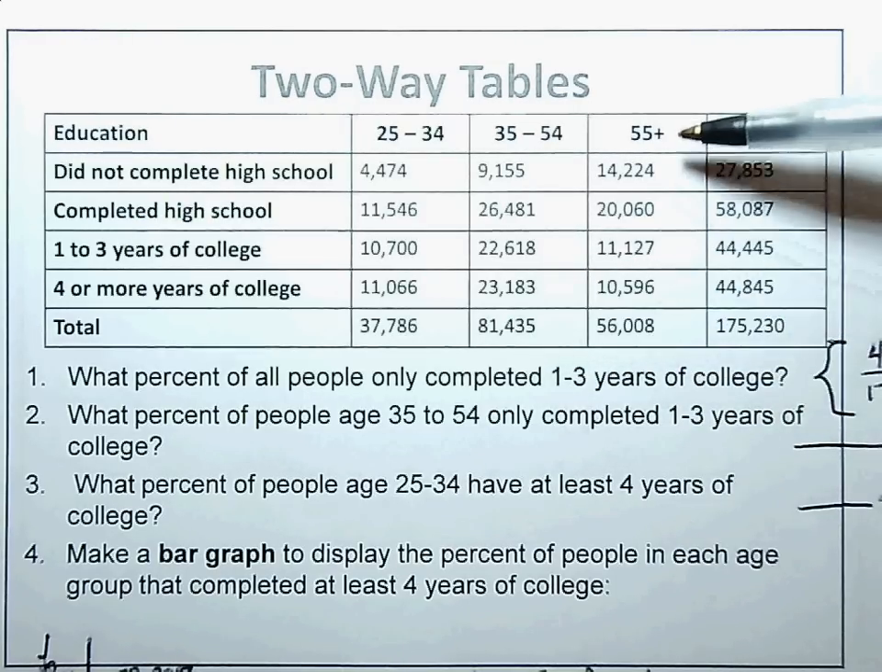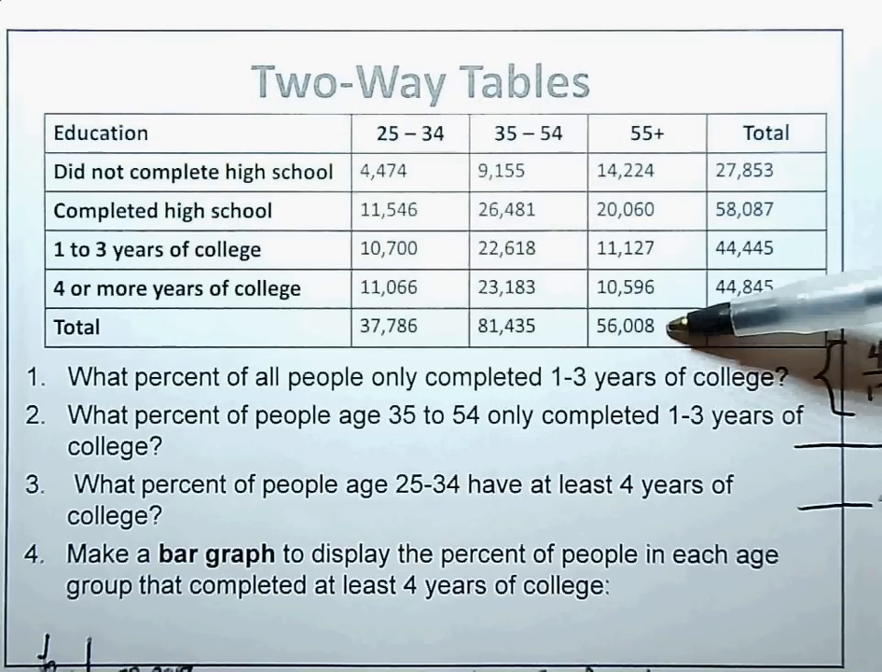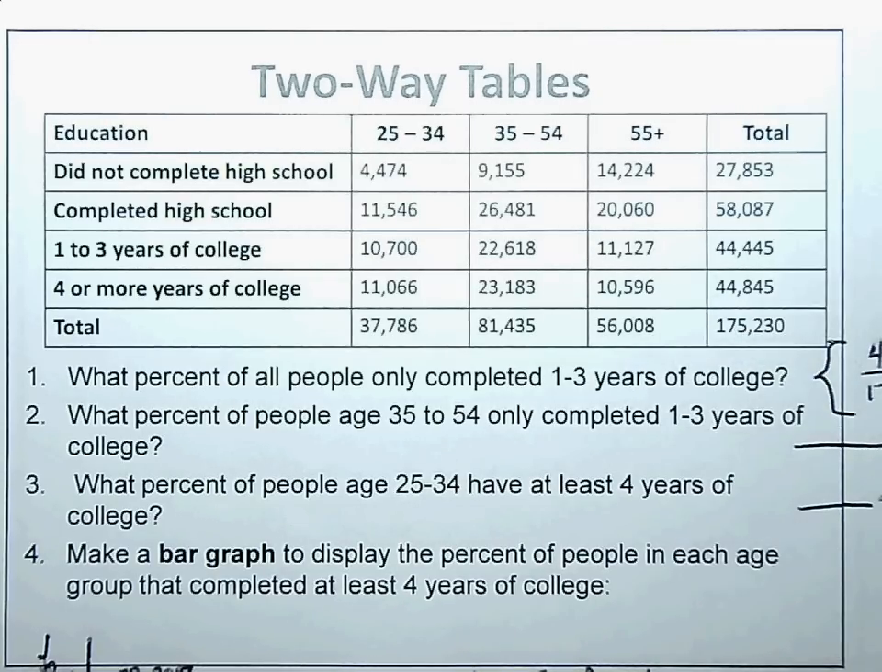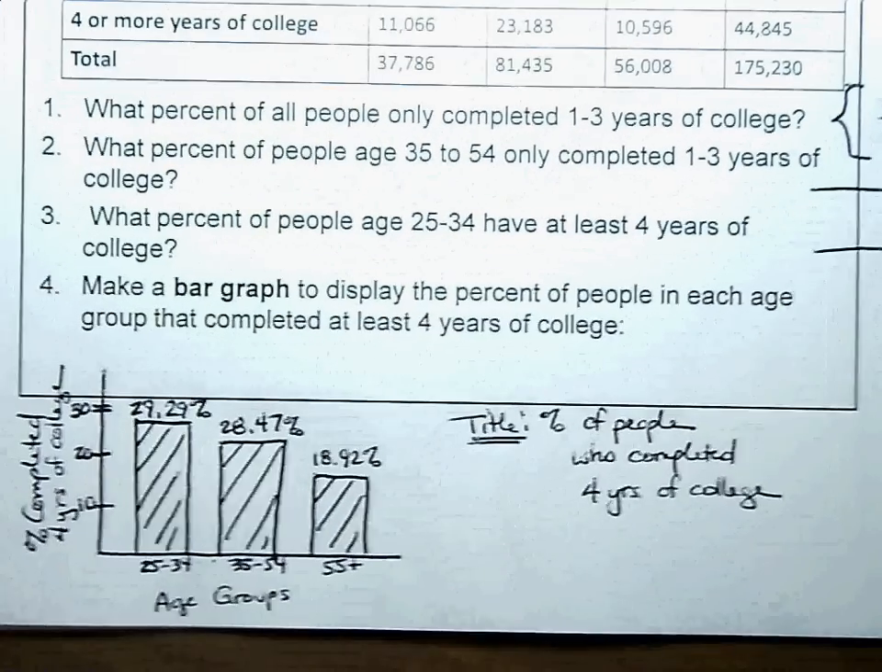When I get to 55 plus, I want to know the percent of people 55 plus. So my denominator is 56,008, who have completed at least 4 years of college, which is 10,596. So if I do those calculations, then I will end up with a bar graph that looks something like this right here.